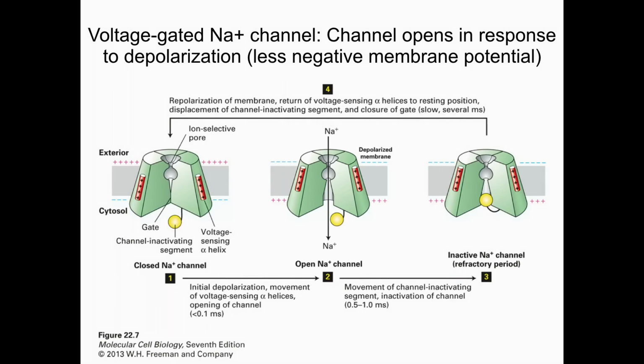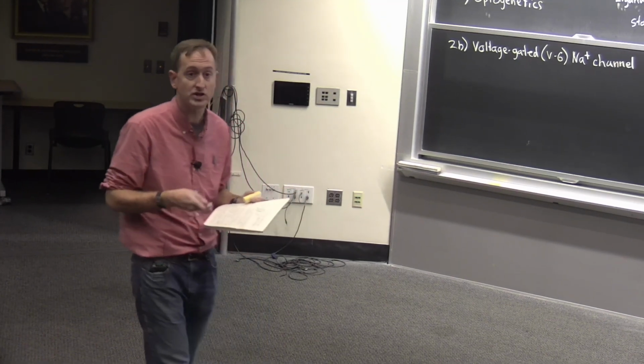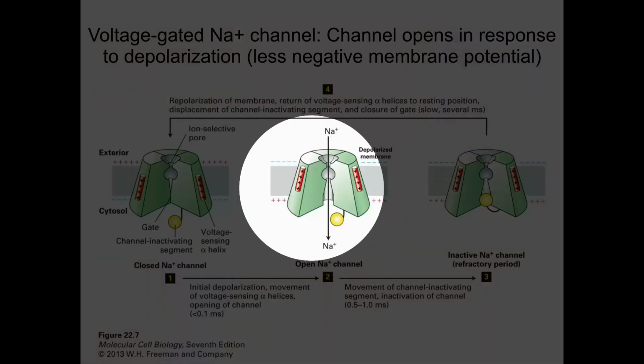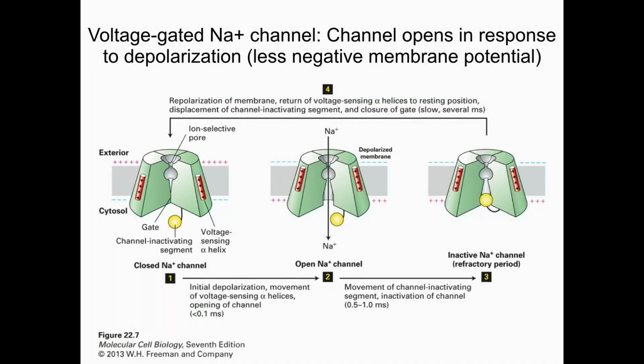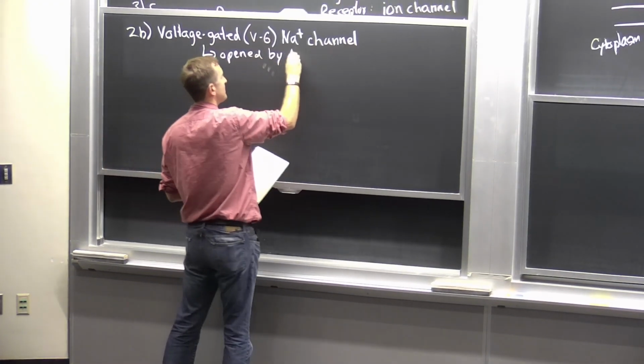Again, sodium ions here are always rushing down their concentration gradient. So in this case, whether or not this channel is open or closed depends not on the presence of a ligand, but on the membrane potential across the plasma membrane. Okay, so these voltage-gated sodium channels are opened by depolarization.